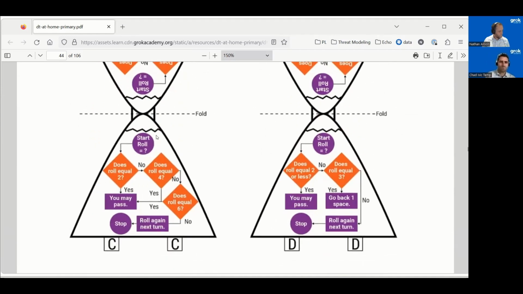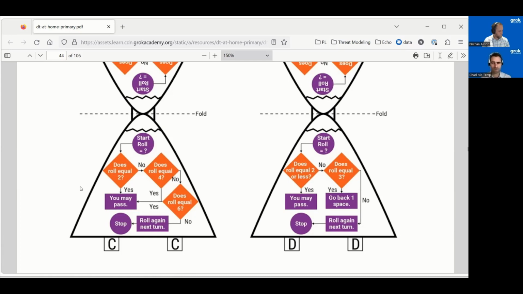So if you were to roll a 5, for example, we can say, does the roll equal 2? No. Does the roll equal 4? No. Does the roll equal 6? No. So we have to wait for our next turn to do the roll. Let's say we rolled a 4. It was our turn again. We rolled a 4. Does it equal 2? No. Does the roll equal 4? In this case, it's yes. So we can pass mountain C, making our way up the mountain.